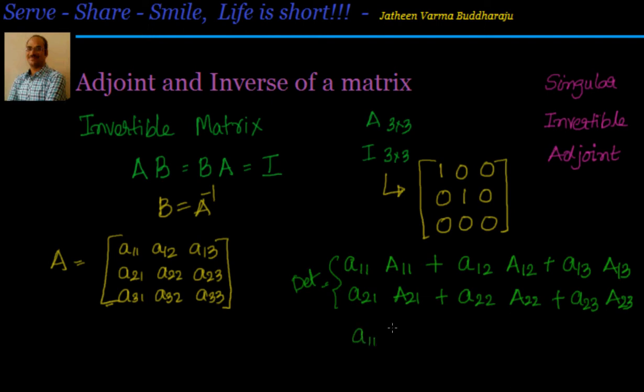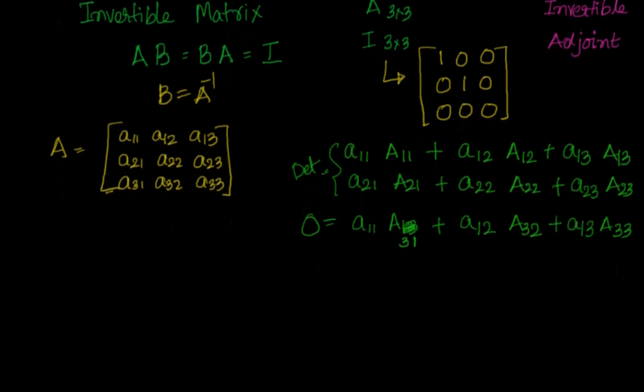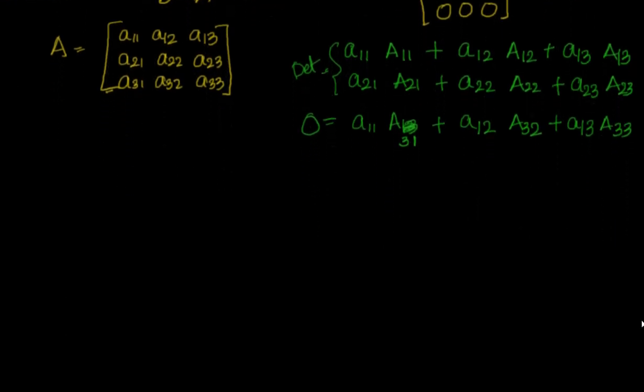But if you have, let us say, some other row, A11 into capital A31 plus A12 into capital A32, that's nothing but multiplying the elements with the cofactors of some other row. We know that this is equal to 0. Now can we leverage that and try to get a unit matrix? Okay, let us look at that.